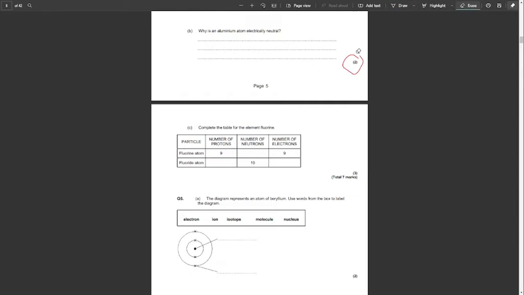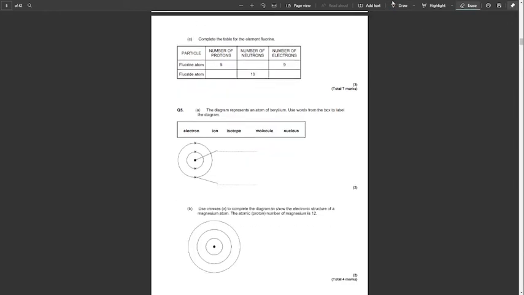Complete the table for the element fluorine. Once again, our marks say 3. So if you haven't written 3 things in this table over here, in this spot, and this spot, then you can't get the maximum amount of marks. Once again, if you don't know the right answer, then just guess.